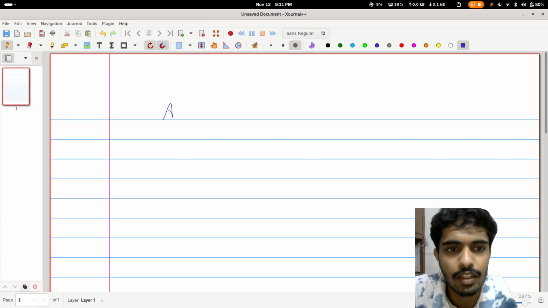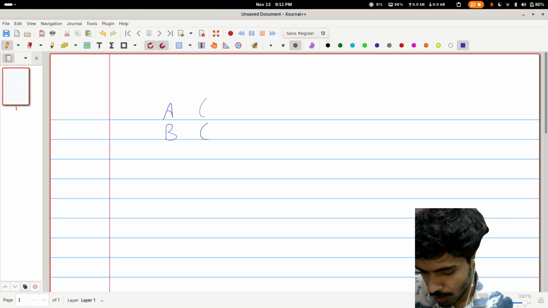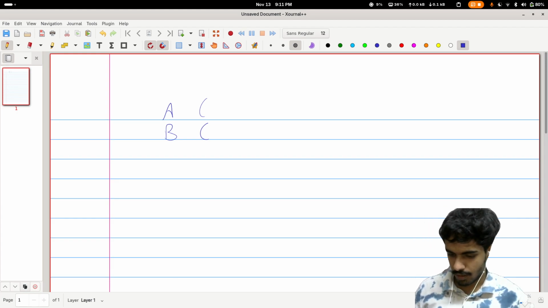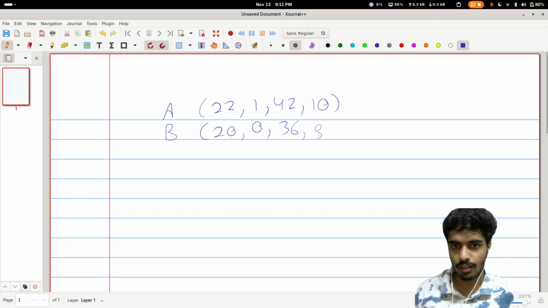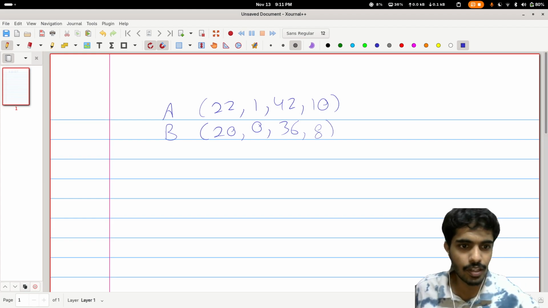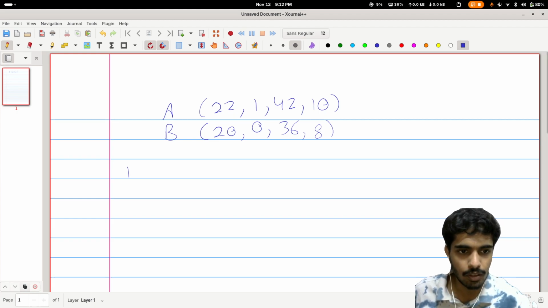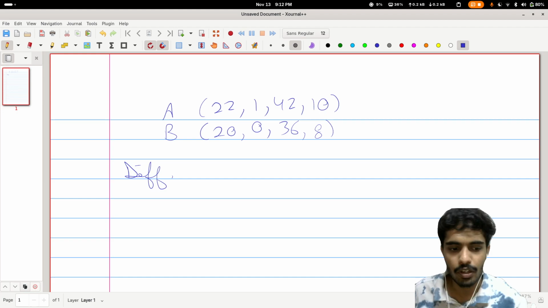So currently we have a data set of a body A and another body B. The data set is 22, 1, 42 and 10 for A, and another one is 20, 0, 36 and 8. What we will first do is find out a difference, right? We are doing this so that in future, when we apply the formulas for different distance methods, it will be easy for us to do the calculations, right?